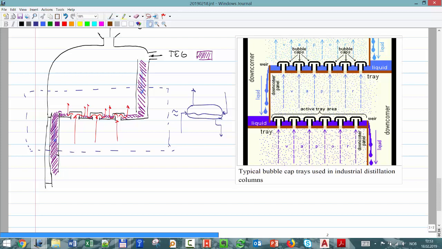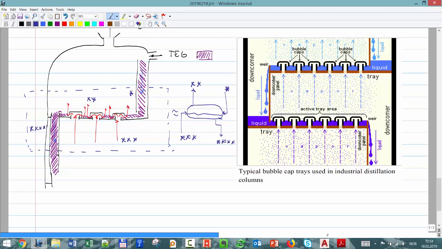So which ones are here in thermodynamic equilibrium? The gas coming out, right? And this liquid coming down. These are in equilibrium. Which are the ones that are not in equilibrium? This gas coming up and this liquid coming down. So if I'm going to make just a star: this stream here is one star. This gas here will be two stars. Then the gas coming from the bottom will be three stars. And then this liquid coming from the side will be four stars.